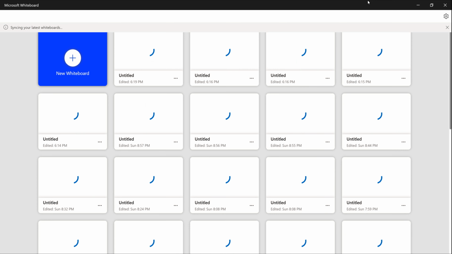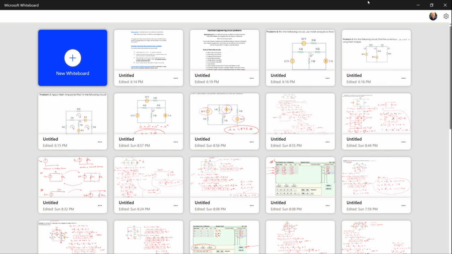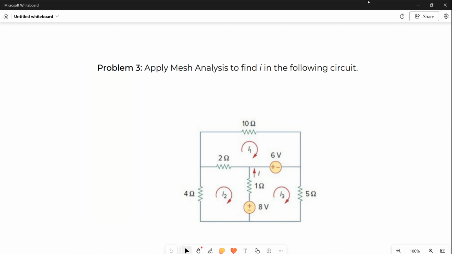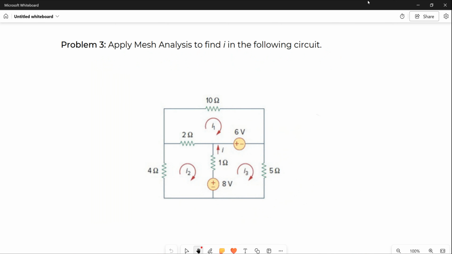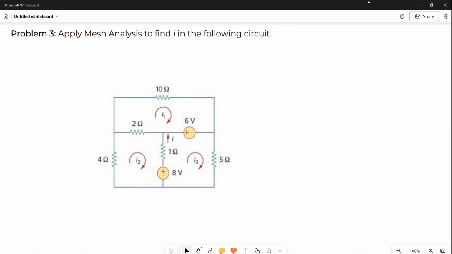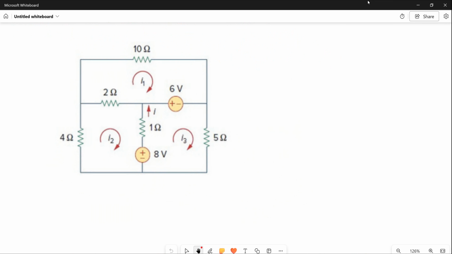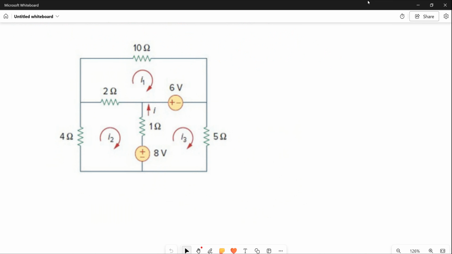So let's work out a couple problems here. And we're going to start out by looking at problem number 3. It looks like this. And we'll set up the equations. Problem number 3, there's our circuit. We want to apply mesh analysis to find the current I. So we want to find the current I in that circuit through the 1 ohm resistor.